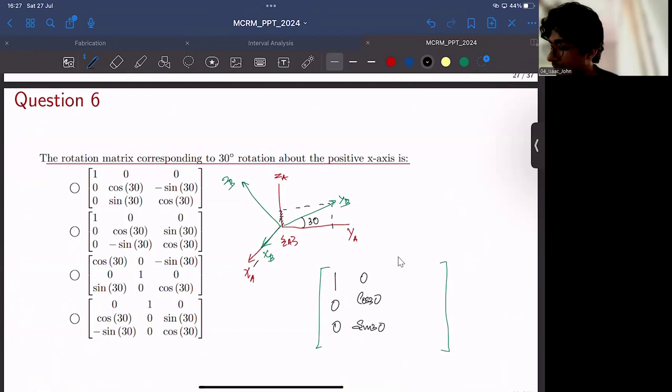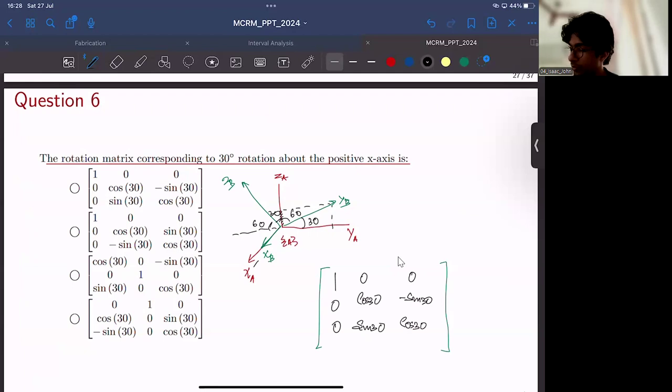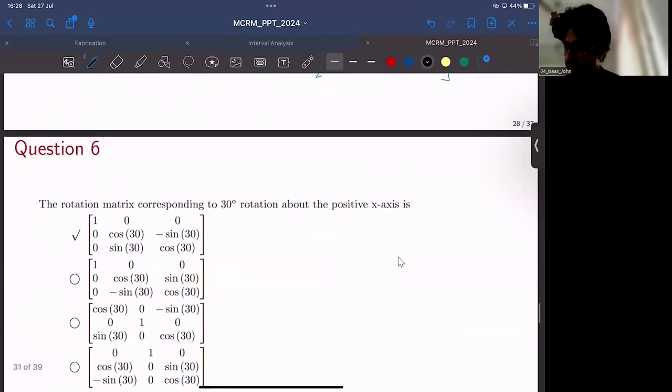And the third column would be the projection of ZB on XA, YA, and ZA axes. ZB on XA would be 0. ZB on YA would be minus sine 30, because this would be 60, this would be 30, this would be 60. And ZB on ZA axis is cos 30. So this is the rotation matrix with respect to the x-axis. And the correct answer is, I believe, option A. That is indeed the correct answer.